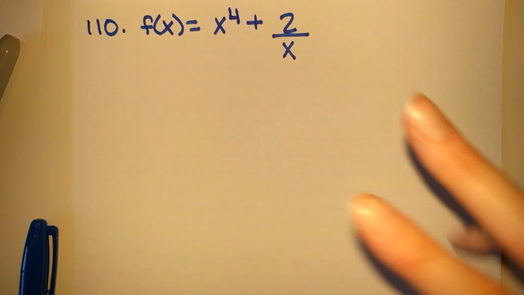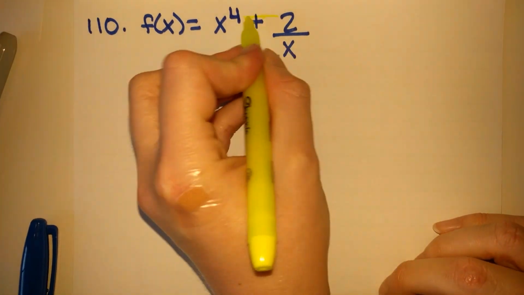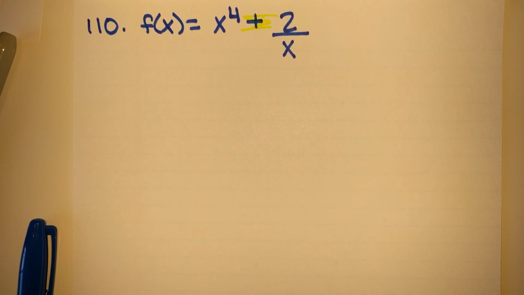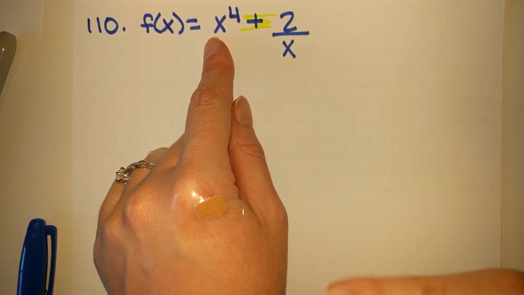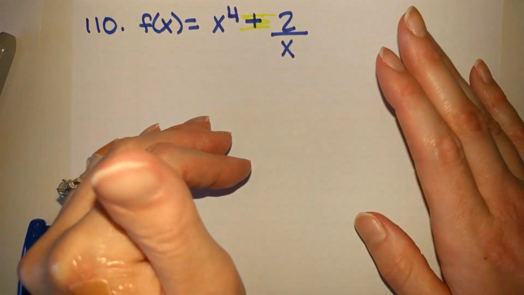So for this question, we have two terms. Again, they're separated by an addition sign, and so we can differentiate term by term. Now, the x to the fourth, that is very straightforward. It's 4x to the third, bring down the 4, subtract 1.